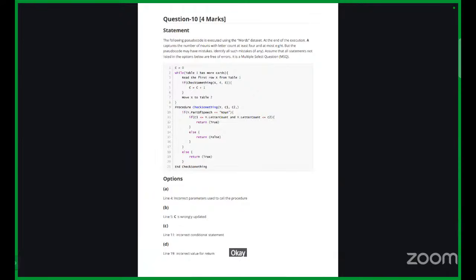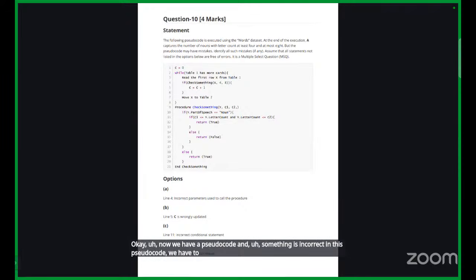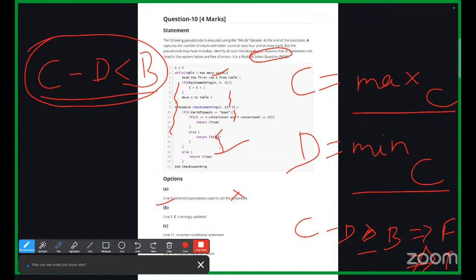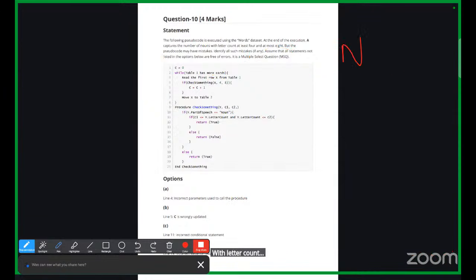Okay. Now we have a pseudocode and something is incorrect in it. We have to find which line is incorrect. The following procedure is executed using the words dataset. At the end of the execution, A captures the number of nouns with letter count at least 4 and at most 8. So this is the condition.